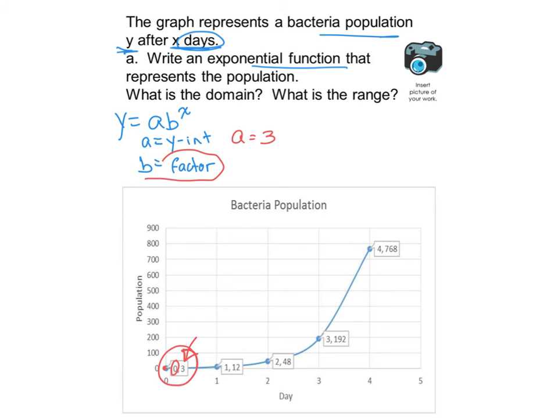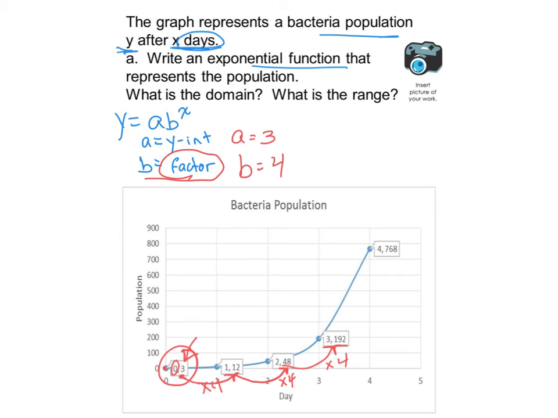My b is the factor that my y increases by every time. So I go from 3 to 12. What did you do to your 3 to get a 12? I don't know, either add 9 or multiply by 4. So let's look at this one. From 12 to 48 is definitely not adding 9, so now I know it is times 4. From 48 to 192 is times 4. So now I know my b, what I increase my y by each time, is 4.